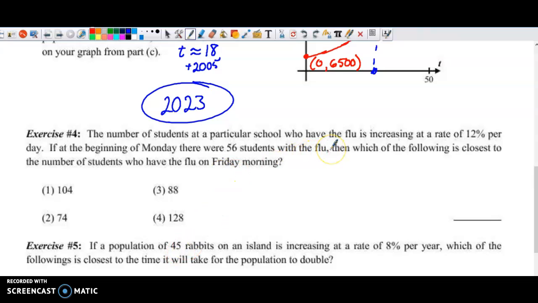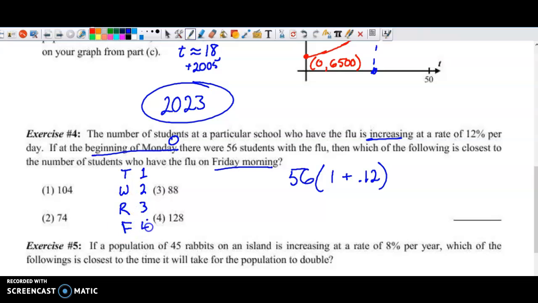Okay, so here's another problem where we're talking about the flu increasing at a rate. So that's where we're going to have this 1 plus 0.12. On Monday, there's 56 students with the flu. And they want to know the number of students who had the flu on Friday morning. Well, how many days? Well, it says at the beginning of Monday, so that would be like year 0. And this would be Friday morning. So you have to be careful because Tuesday would represent 1, Wednesday would represent 2, Thursday would represent 3. I would say Friday would represent 4.